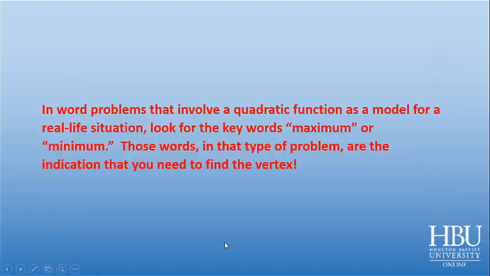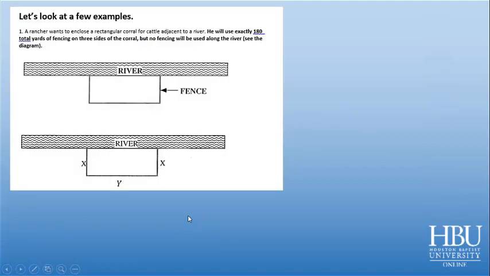Let's apply this now. In word problems that involve a quadratic function as a model for a real-life situation, we want to look for the keywords maximum or minimum. Those words in that type of problem are the indication that you need to find the vertex. Here's an example. A rancher wants to enclose a rectangular corral adjacent to a river.